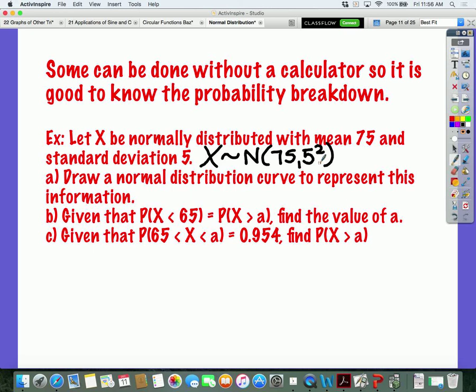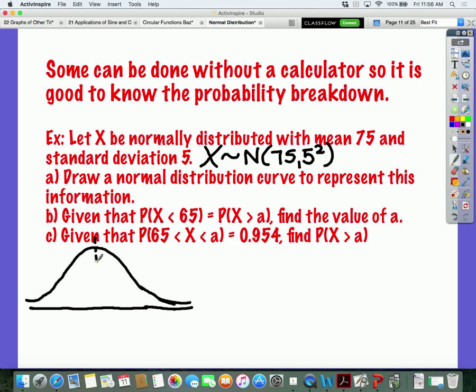Then it says to draw a normal distribution curve to represent this information, okay? Well, our normal distribution curve always has a horizontal axis. That's where the mean is located, and that's where all the other numbers associated with it go. It is a bell curve that is symmetric, so you do your best to draw your best bell curve. And it is, I believe the word is asymptotic to that horizontal axis, so it should never cross or touch.